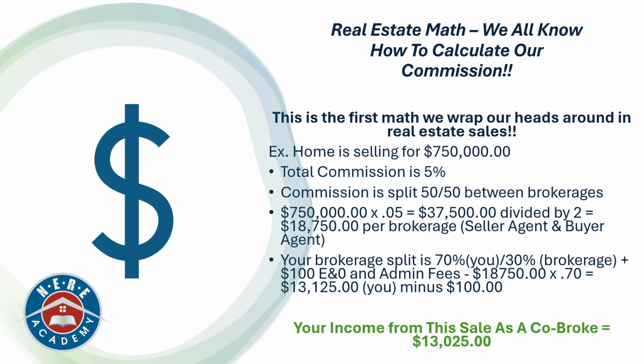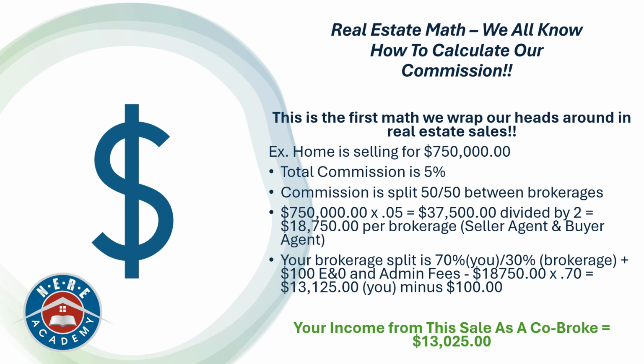So we have a home. It's selling for $750,000 and the commission due is a total of 5%. This commission in our example is going to be split 50-50 between the seller brokerage and the buyer brokerage. So to figure that out, it's pretty simple math. You're simply going to take that $750,000 and multiply it times 0.05, representing the 5%, to come up with $37,500. Because it's a 50-50 split, we're going to divide that by 2, and that's going to give us $18,750 to each of the brokerages.